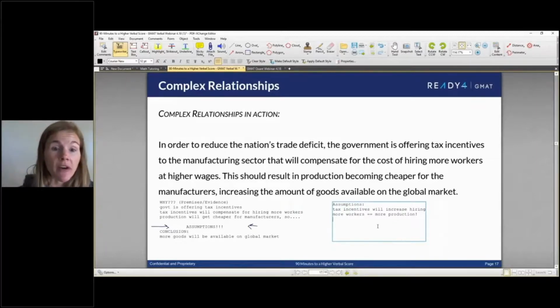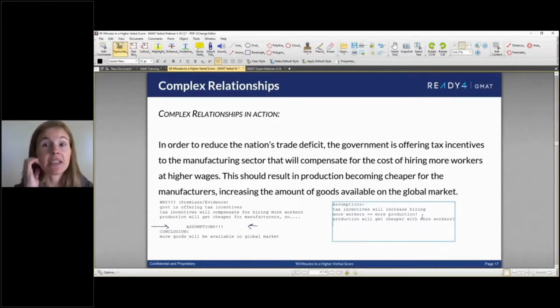Then we can move on to this sentence here: this should result in production becoming cheaper. Production will get cheaper with more workers. That's not necessarily true. Sometimes when companies grow and get more employees, they're under more government scrutiny and it actually becomes expensive. I worked in the oil industry and that became true: little companies operate much more cheaply than big companies because big companies are under more scrutiny. So totally. Trade will match production.